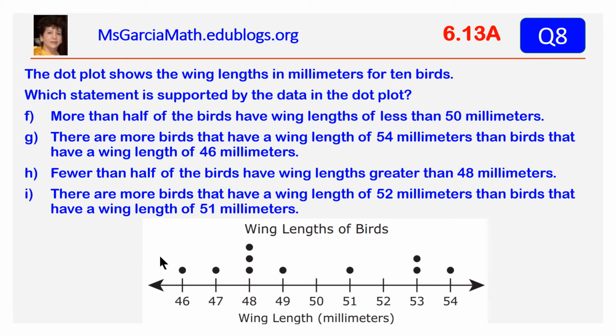The dot plot shows the wing lengths in millimeters for 10 birds. Which statement is supported by the data in the dot plot?